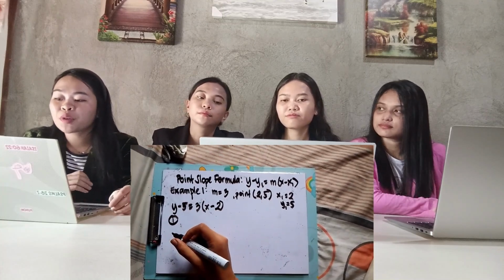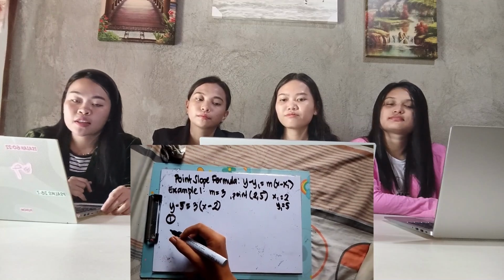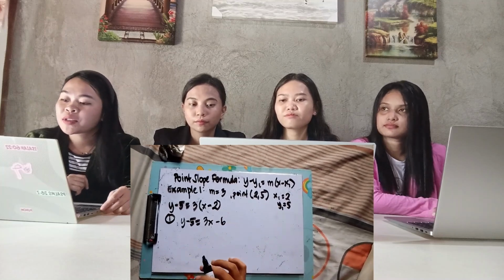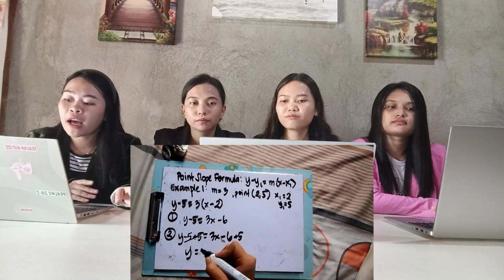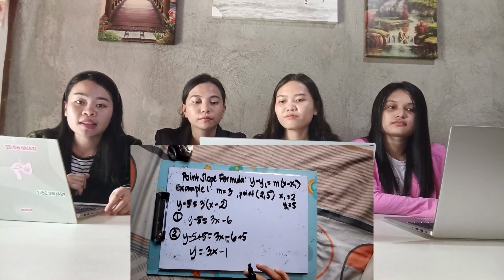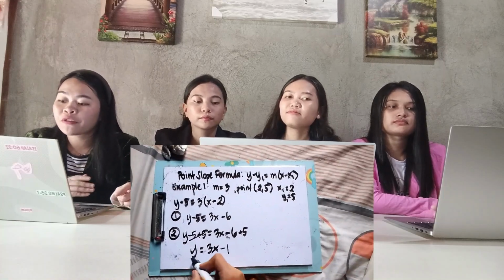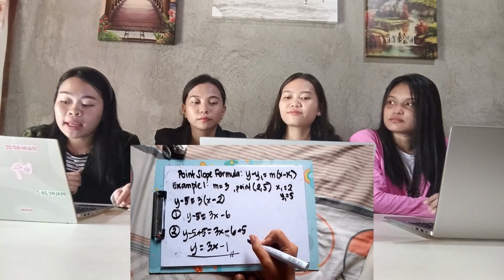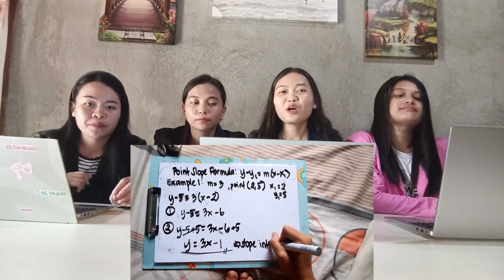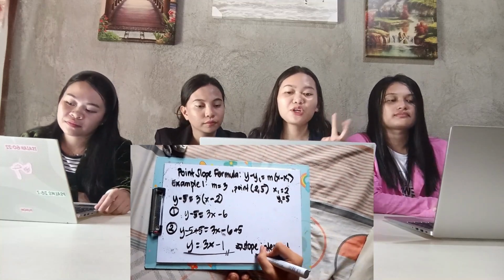So first, distribute the 3 on the right-hand side. So it will become y minus 5 equals 3x minus 6. Second, we add 5 to both sides to isolate y. So it will become y equals 3x minus 1. So the equation of the line will be y equals 3x minus 1, which is now in slope-intercept form. Perfect! So in just 2 steps, we went from having a slope and a point to a full equation. Great breakdown, Justin! Ruby, want to take on another example?